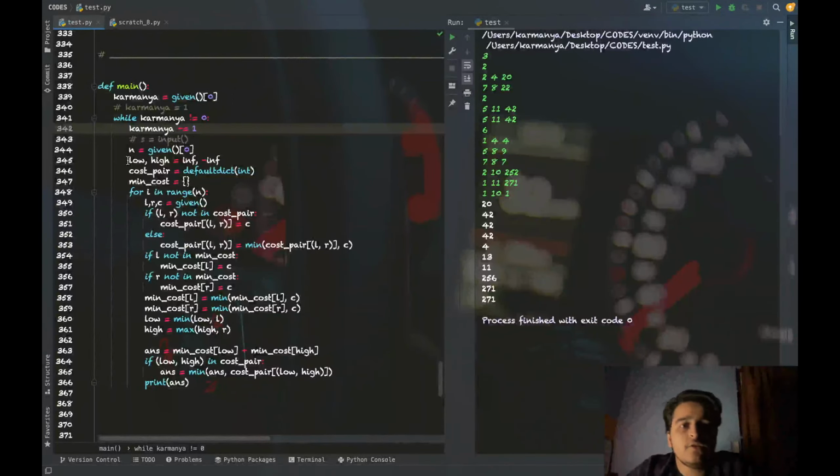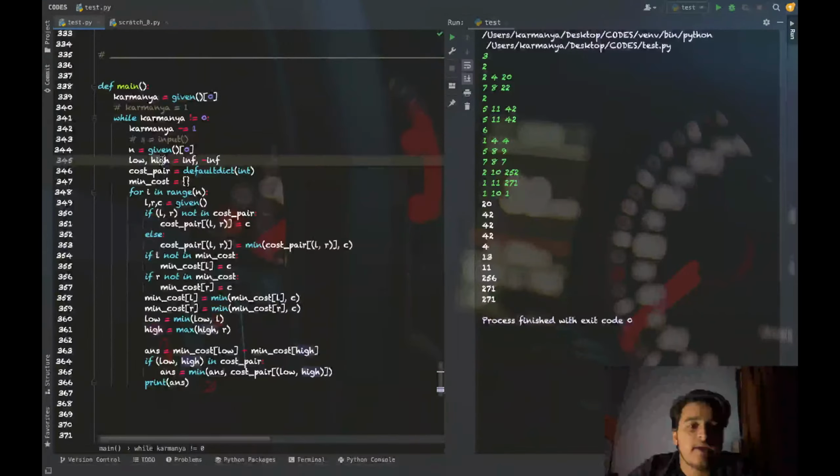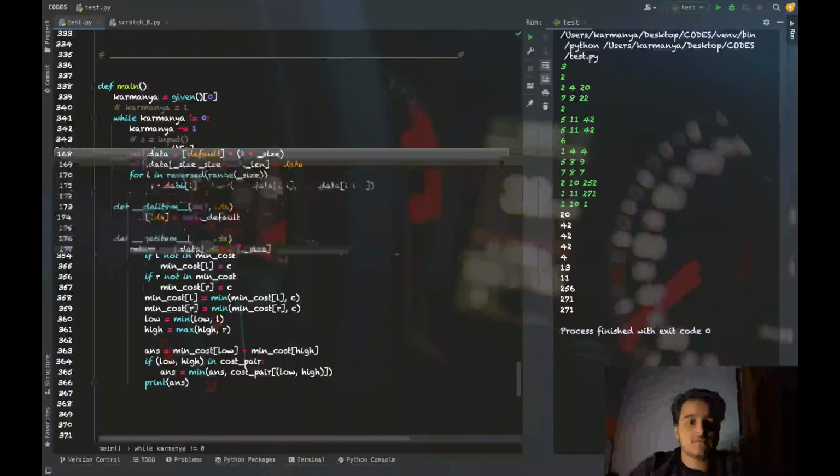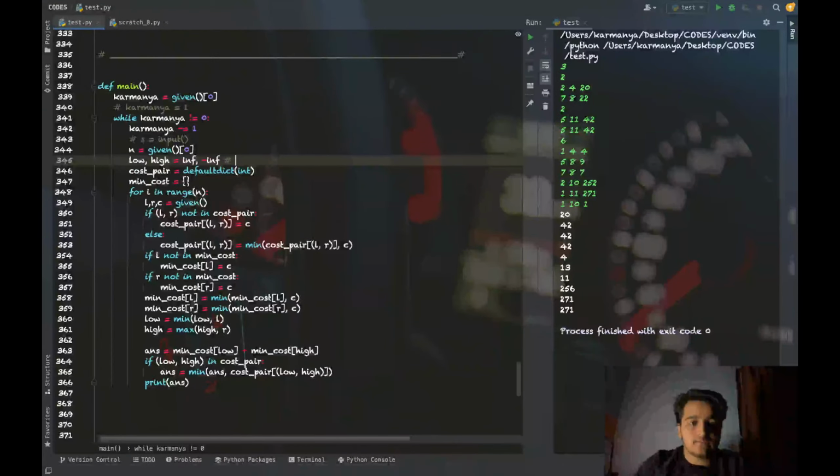Okay, now I have taken two variables. One is low and one is high. What are these lows and highs? These lows and highs are the minimum and maximum till now. And what is the now? Now is S, which ranges from 1 to n.